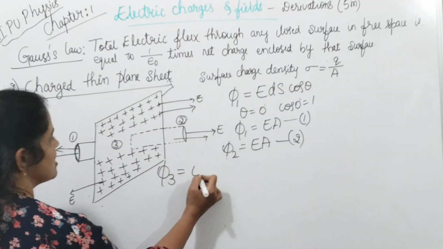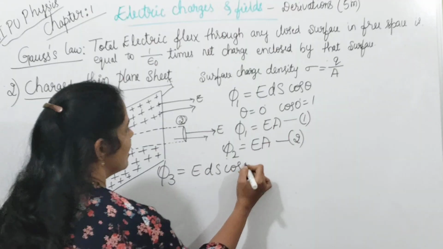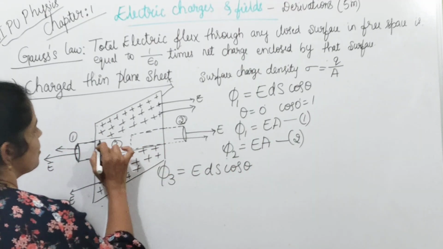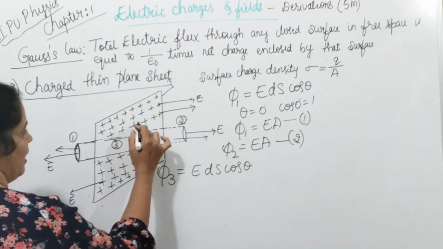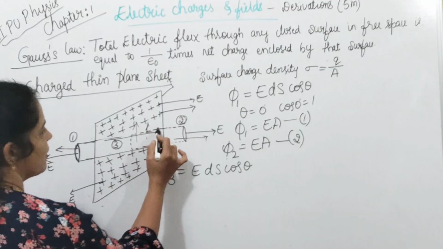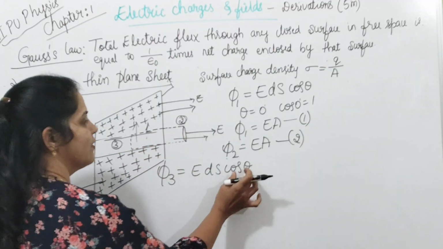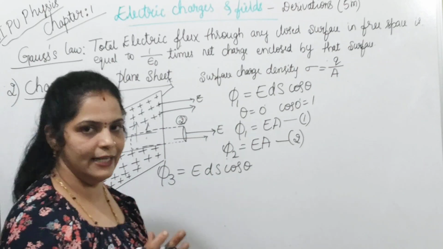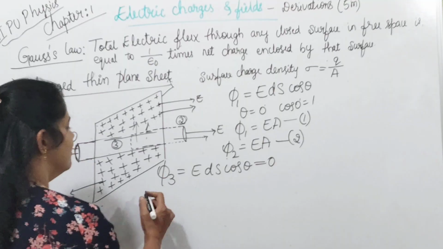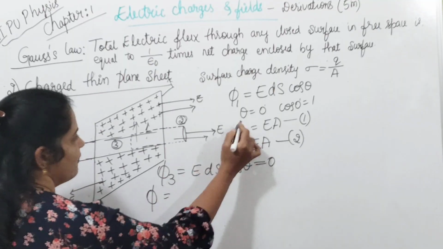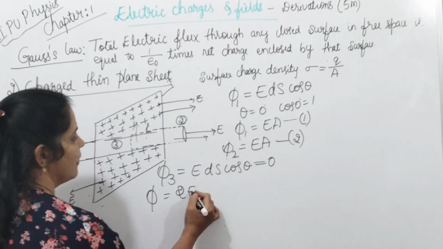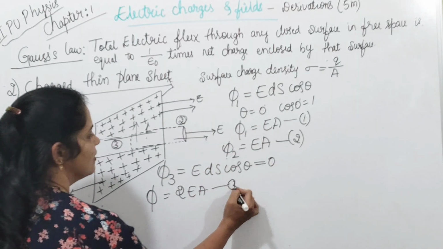Let me write this as equation 2. Flux through curved surface is E ds cos theta. Here, in cylindrical surface, see this is a cylindrical surface, right? So here, if you draw outward normal, it is upward direction, right? So that means outward normal is perpendicular to electric field. Cos of theta, theta is 90 degree, cos 90 is 0. That means flux through curved surface is 0. Then total flux is phi 1 plus phi 2 plus phi 3. Phi 3 is 0. If you add this, you will get 2EA. Let me call this as equation 3.